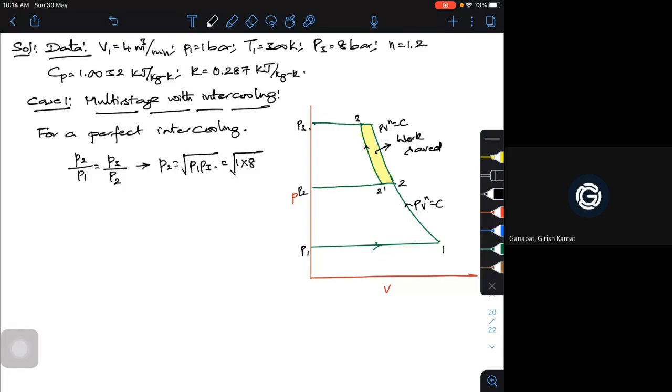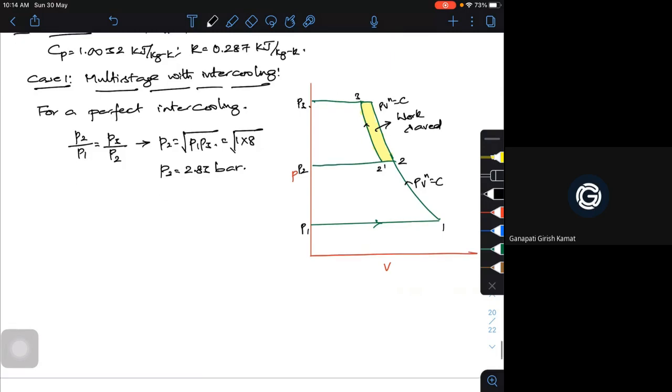So your P2 is equal to 2.828, that is 2.83 bar. This is my perfect intercooling pressure in between. So P2 is equal to 2.83. Now for this condition, what is the minimum work? What is the work done for this kind of work actually?